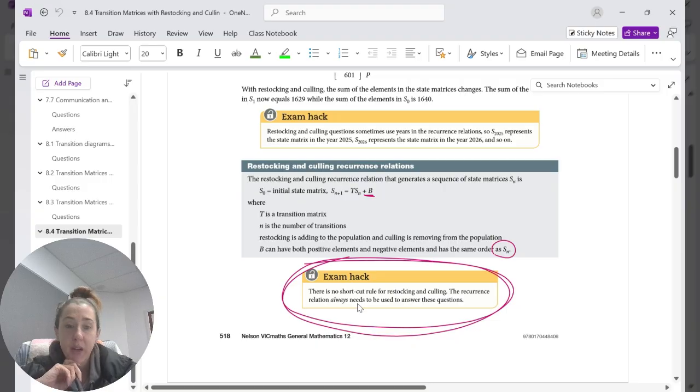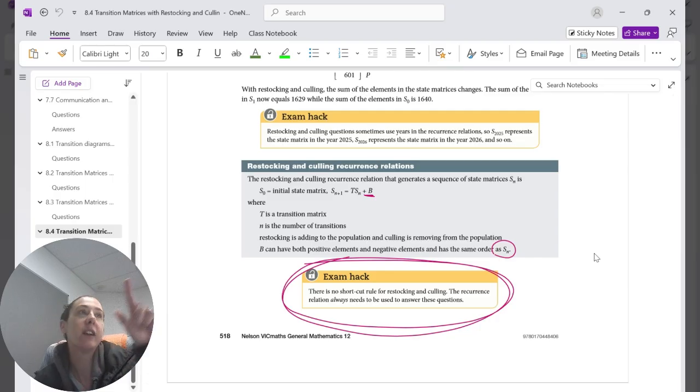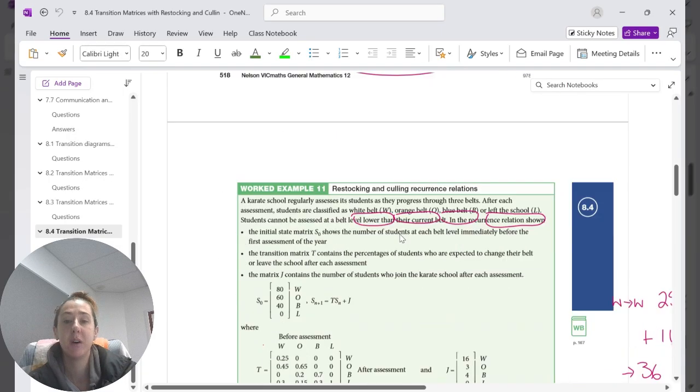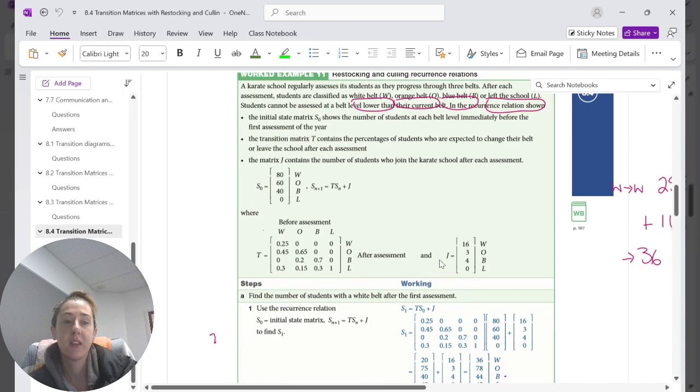There is no shortcut rule for restocking culling. The recurrence relation always has to be used to answer these questions. So you can't actually jump to a period in time. You are going to have to work through each iteration every year. So please keep that in mind. Okay, let's have a look.